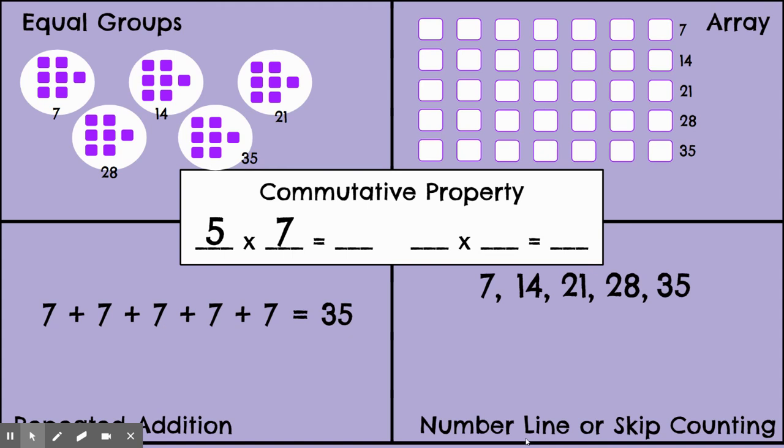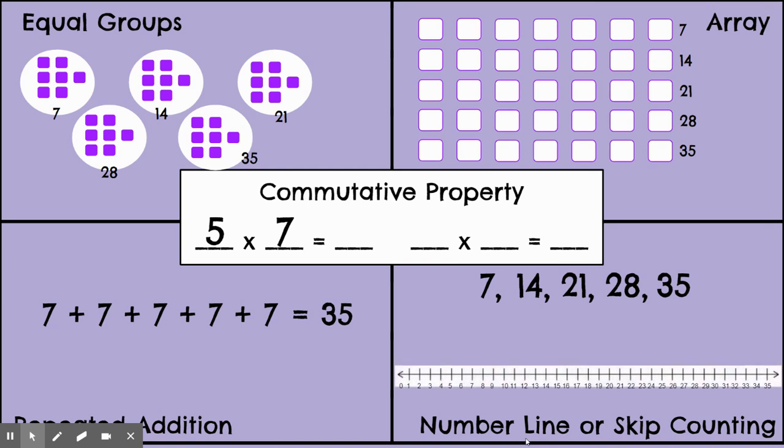Now let's see how it would look on a number line. So I have my number line here, and if I have 5 times 7, that means I'm doing 5 jumps of 7. So my first jump would be 7, and then I would do a second jump of 7, a third jump of 7, a fourth jump of 7, and finally my fifth jump of 7, and that would give me my 35.